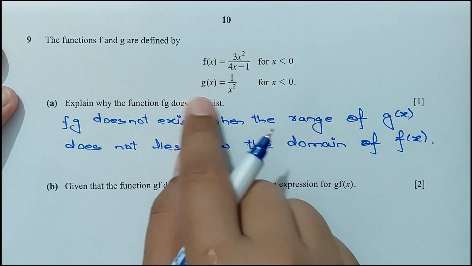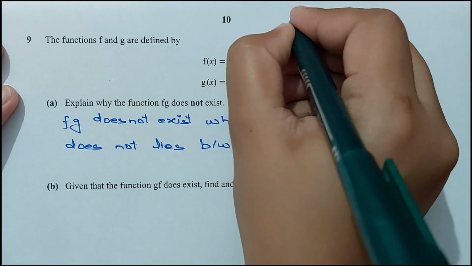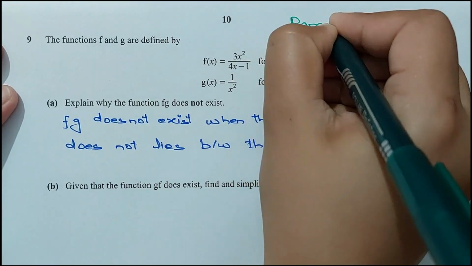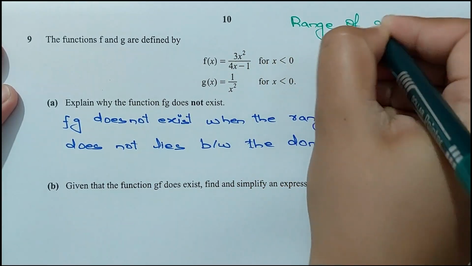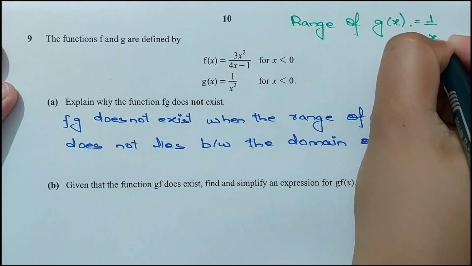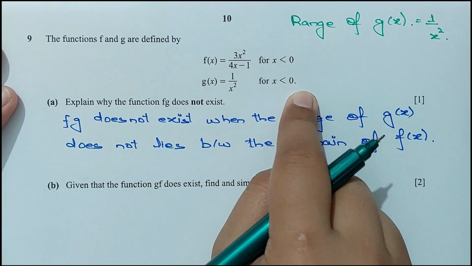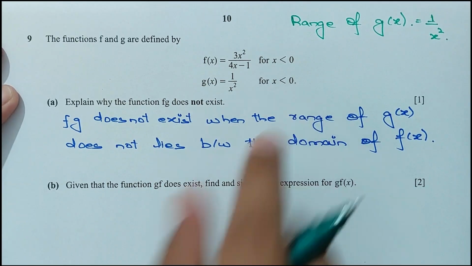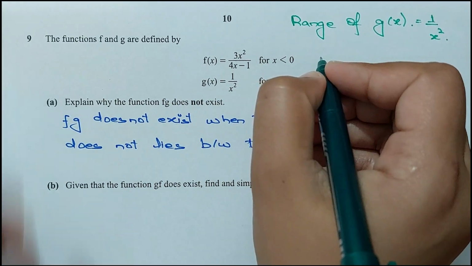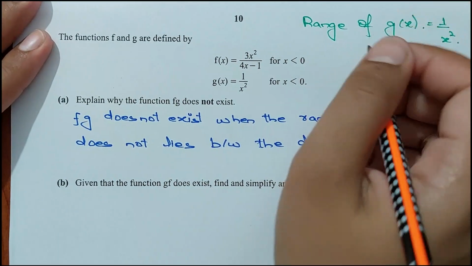And what is the range of g of x? So let me work on the range of g of x over here. The domain of g of x, we have g of x equals 1 over x squared. The domain is x less than 0, all the values of x which are negative. So let me check the range by substituting the values less than 0.